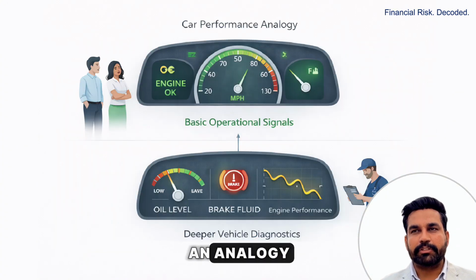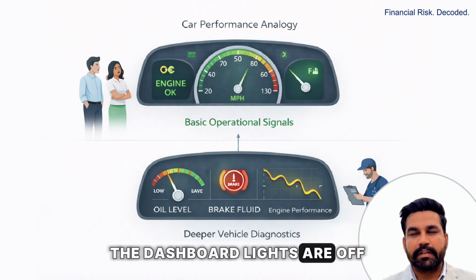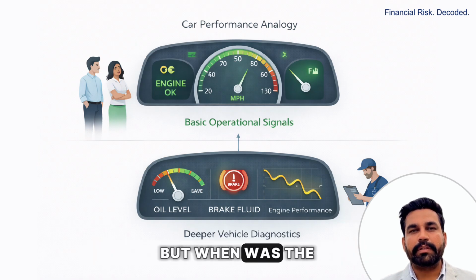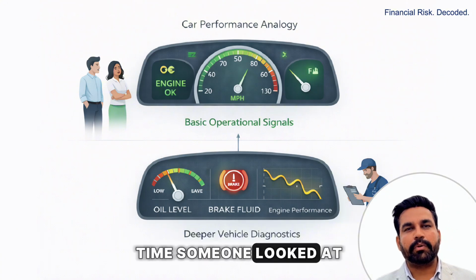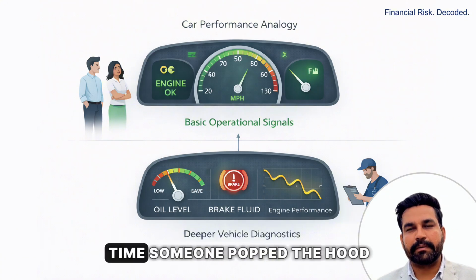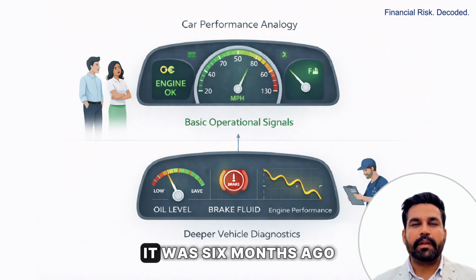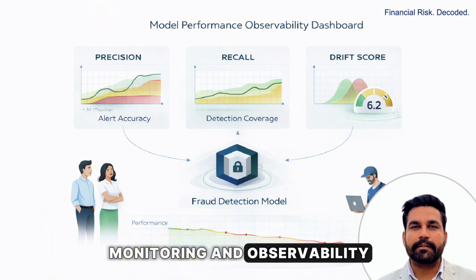Let me give you an analogy. You're driving your car, the engine is running, the dashboard lights are off. You're moving forward, everything feels fine. But when was the last time you actually checked the oil level? When was the last time someone looked at the brake fluid? When was the last time someone popped the hood and measured whether the engine was performing at the same level it was 6 months ago? That's the difference between monitoring and observability.